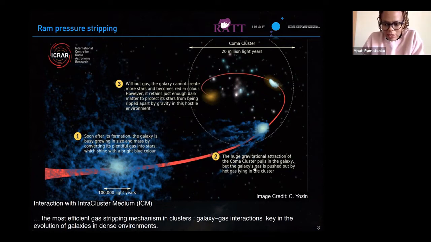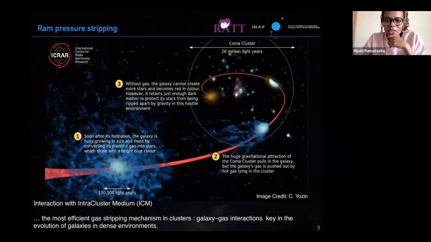And while it's orbiting within the cluster, the gravitational attraction of the galaxy cluster will pull it towards the center, where you have the ICM that I mentioned in the previous slide. At some point, if this gravitational attraction overwhelms the restoring force of the galaxy, so the galaxy's gravitational potential to hold on to its gas, this gas will be pushed away. And this is when ram pressure stripping occurs.